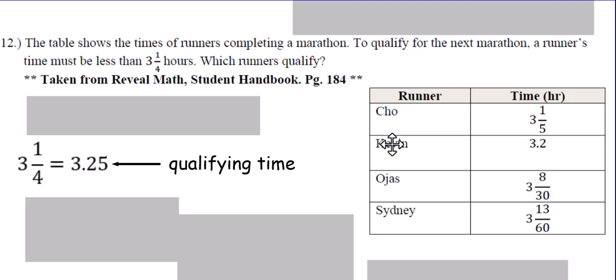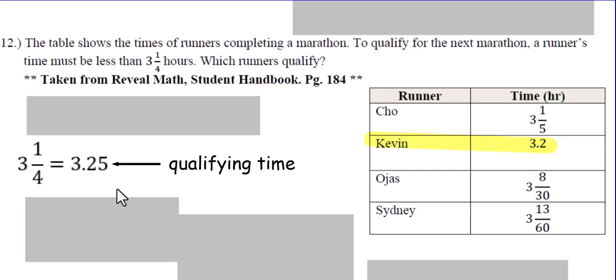So when I immediately look at Kevin's time, I'm going to look here right away. 3.2 is less than 3.25. So right away, I know that Kevin is going to qualify. So I'm going to highlight him in yellow, since Kevin's time, the 3.2, is less than 3.25.